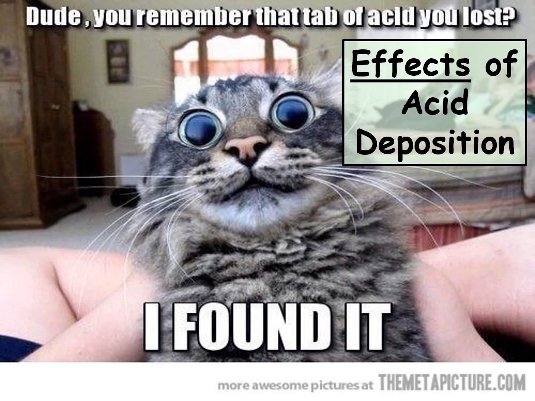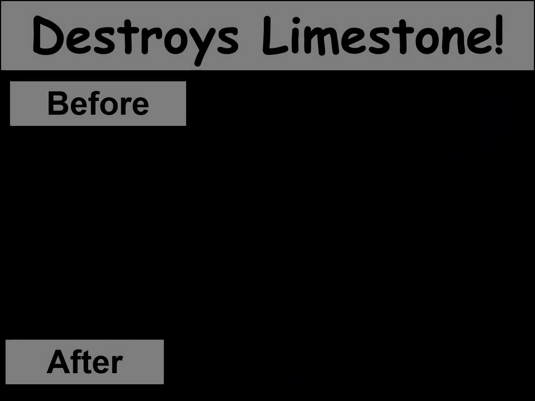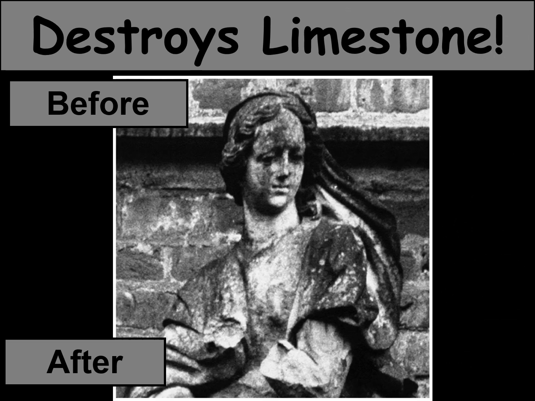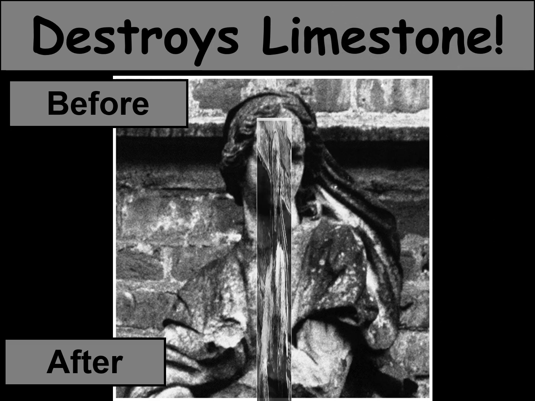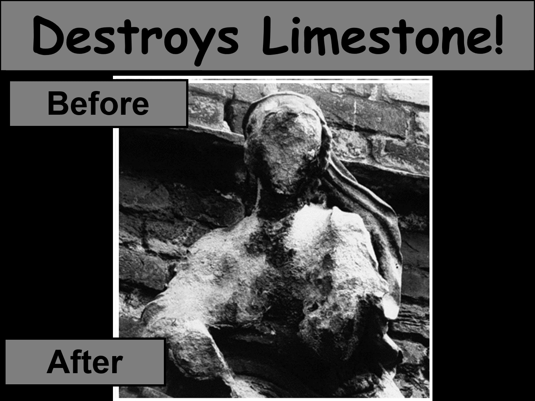So what are some of the effects of acid deposition? Well, let's take a look at those. So the first thing, if we're talking about buildings and human construction, acid deposition destroys limestone. Limestone is made of calcium carbonate. And so here's just a picture of something before that was made, and then after years of acidic deposition, you can see that it erodes away at the material.